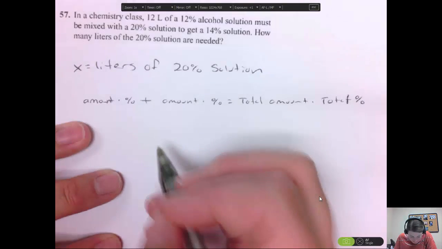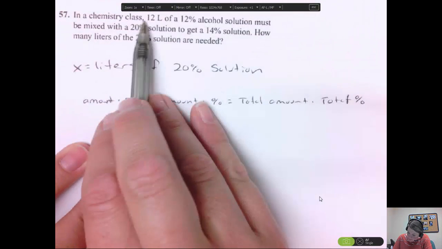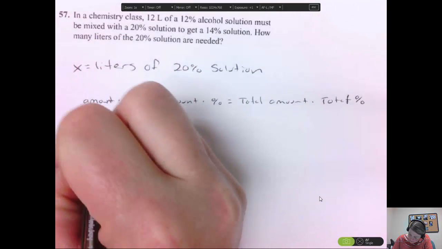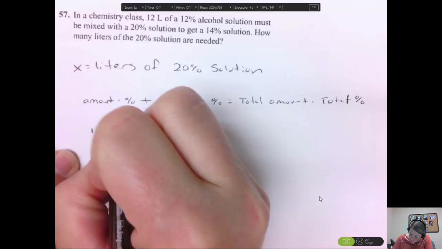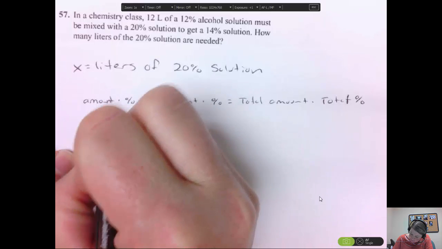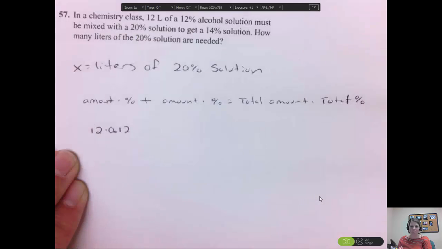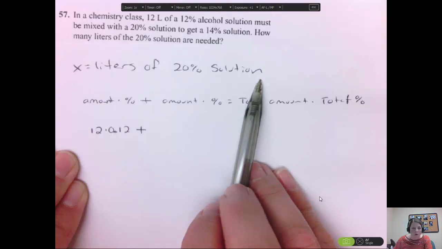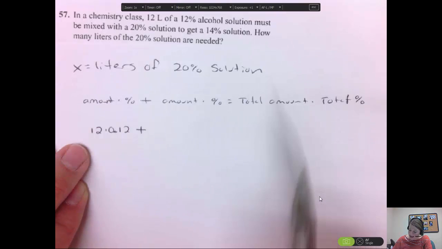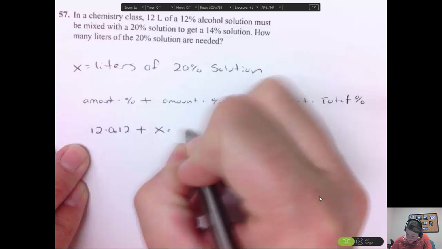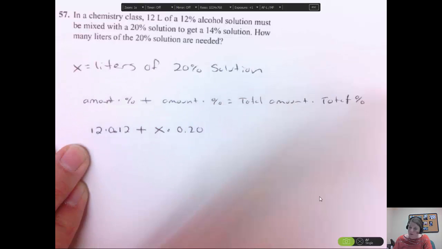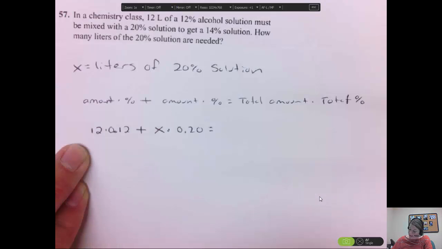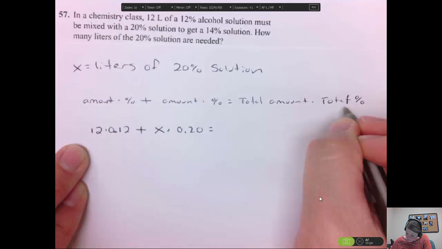So what are we mixing? Well, we're mixing 12 liters with 12%. So let's write that out. We would have 12 liters times 12%. Move your decimal 2 places, and maybe I'll put the 0 in front so it looks a little prettier. And I want to add that to the 20% solution, but I don't know how much of that solution I have. So it would be x times my 20%, which I moved the decimal and made 0.20, and it has to equal my goal. Well, my goal is a 14% solution.